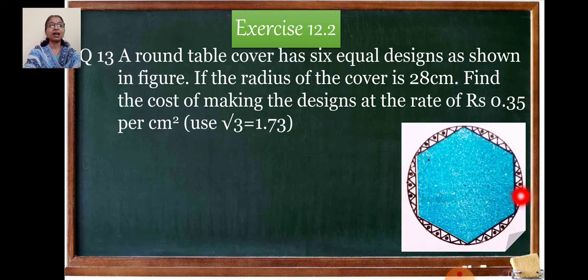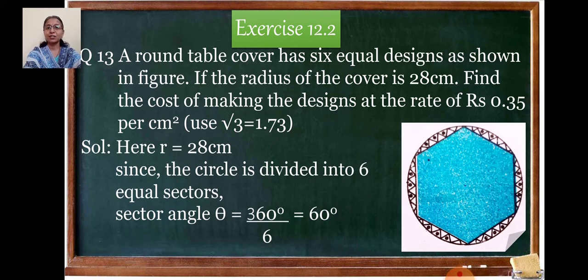So all these are segments of the circle, and we have seen how to calculate the area of a segment of the circle. First we find the area of sector, then we find the area of triangle, and from the sector's area we subtract the area of triangle, so that we'll get the area of segment. So same way we'll proceed. We will find out the area of one segment, and there are 6 equal segments, so we will multiply that area by 6. Understood? Now let us proceed.